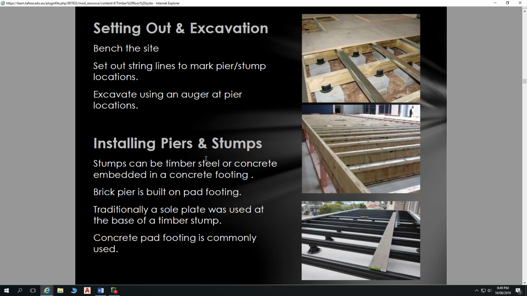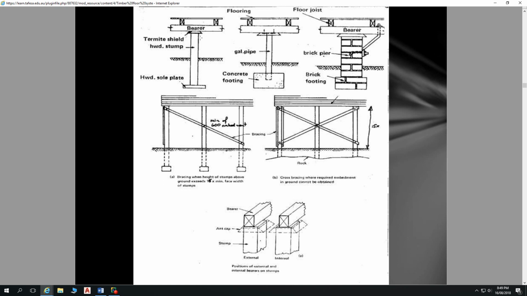Installing piers and stumps. Stumps can be timber, steel, or concrete embedded in a concrete footing. Brick piers are built on pad footings, so typically concrete pad footings. Various different approaches to that, and as a result, various different tie-down options. Because, like any building, as we were talking about with roofs before, all that tie-down has to be transferred into the ground. And our tie-down can impact upon the size of our concrete footing as well. So be aware of that.